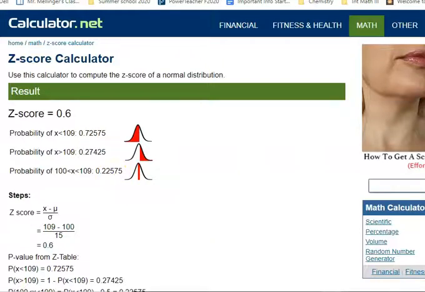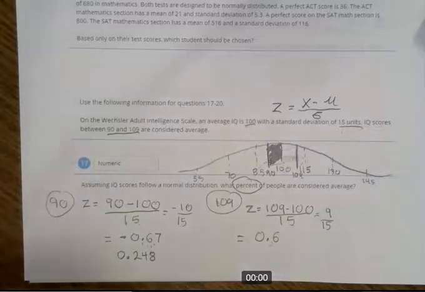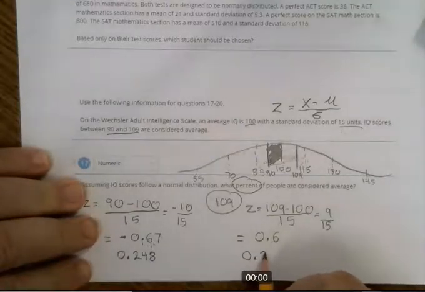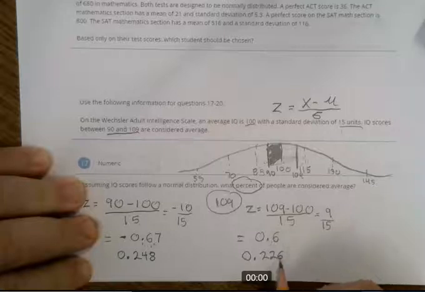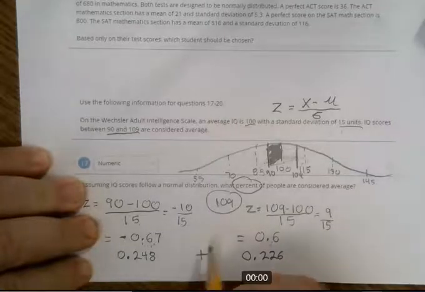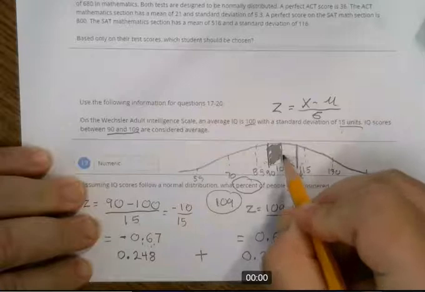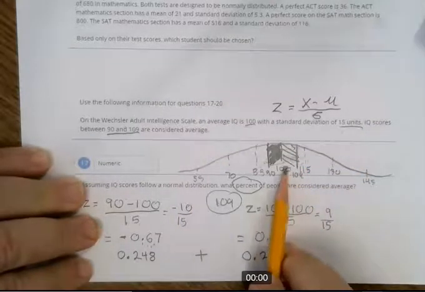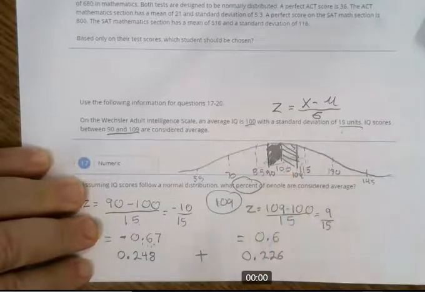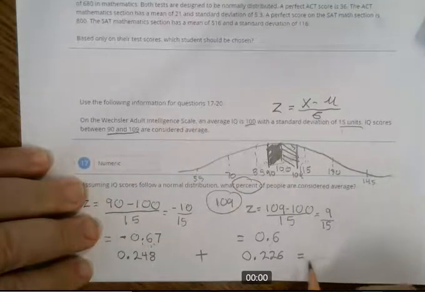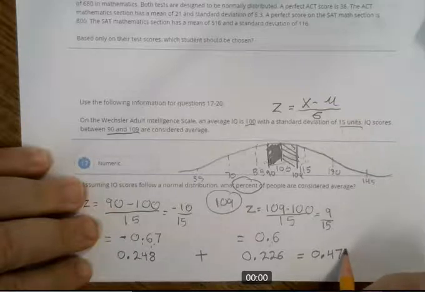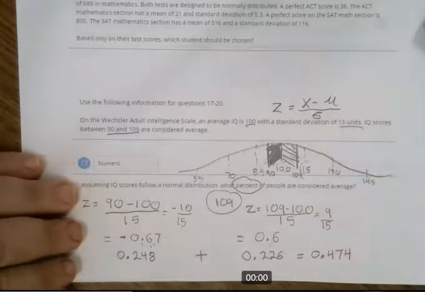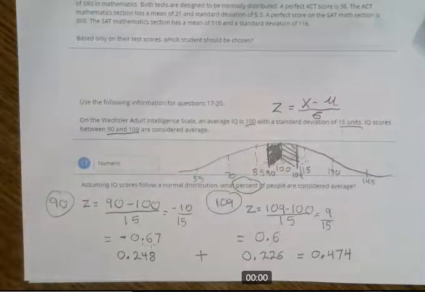So now I'm going to go back to the camera. And that's going to be over here, 0.226. And that's why I'm putting heavy lines like that. Okay, so this is the 109, this is the 90 to 100, this is 100 to 109. So if I add these two together, I'm going to get 0.474.